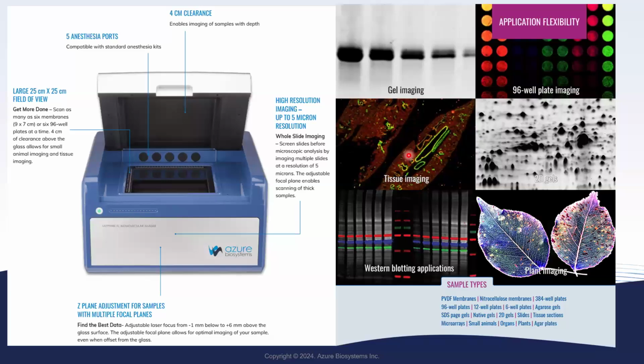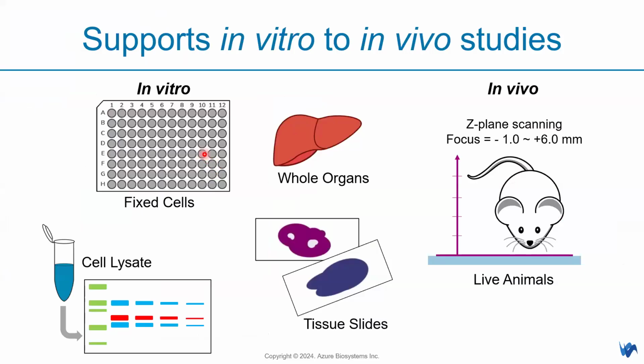And it also equips with resolution image up to 5 micron, and Z-plane focus adjustment to scan in depth into your samples like zebrafish or small animals, or plates. And of course, for small animals there will be a 4 cm clearance and 5 gaseous anesthesia ports, mostly for rodent live imaging, and it supports a huge variety of in vitro to in vivo studies. All right, so that is for Sapphire FL.